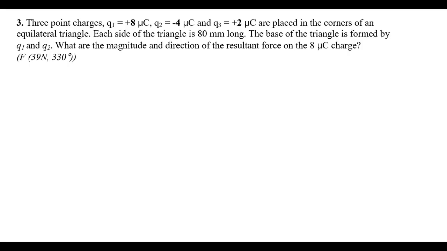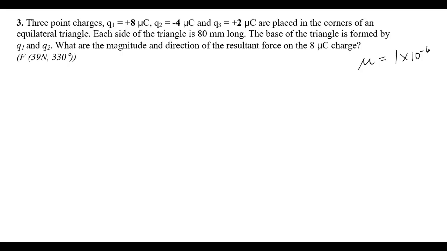But it says we have 3 point charges, then they give us Q1, which is 8 microcoulombs. Remember, 8 micro, let me just write this down, micro is 1 times 10 to the negative 6. So micrometers would be 10 to the negative 6 meters. In this case, just microcoulombs. Coulomb is a charge. And the reason that Q1 is positive is because it's lost enough electrons that it gained 8 microcoulombs of charge. Q2 is negative 4 microcoulombs, and Q3 is plus 2 microcoulombs, and they're placed in the corners of an equilateral triangle.